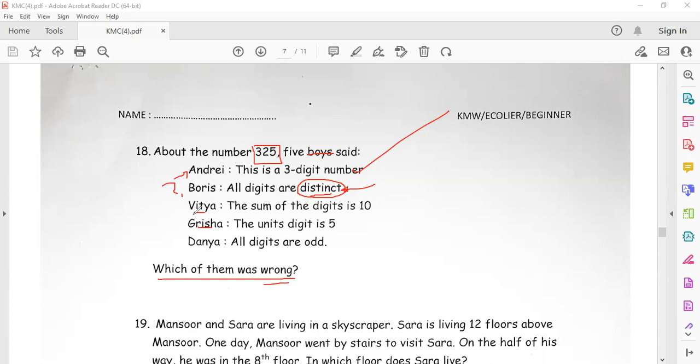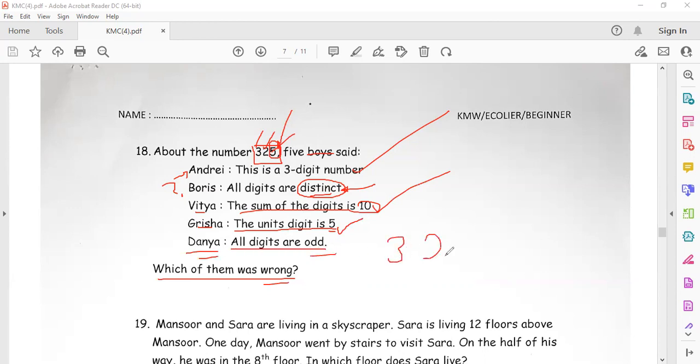Okay. Now, what did Vidya say? The sum of the digits is 10. Let's look at it. 3 plus 2 plus 5. Yes, it's 10. So Vidya is correct. Grisha said the units digit is 5. Units means the house of ones. Yes, it is 5.